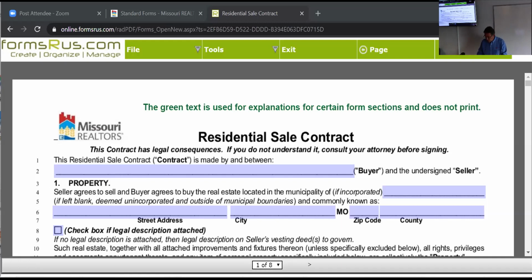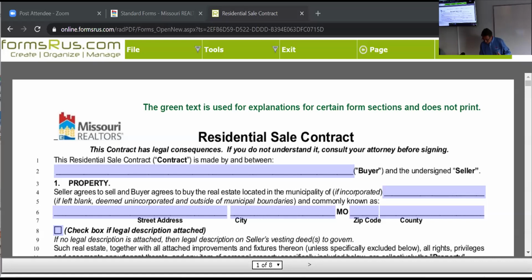Now, however, if you're selling a metes and bounds type of property, say 5 acres, 10 acres, and it's got a metes and bounds description, I'd encourage you to check the box, make it a part of the contract, have your client initial or sign, and have the seller initial and sign, or the buyer initial and sign.